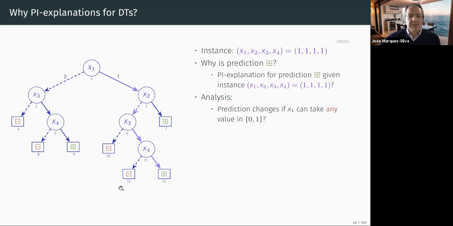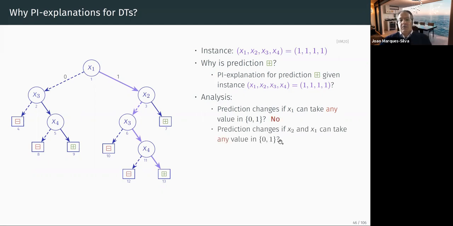Okay, someone said no, thank you. The first one was right, the second one was not so right. So the answer is no. Let me go back. It's no, because notice that since x3 and x4 are 1, I'm going to force the path to come here, no matter the value of x1. Either it comes here or here. So the value of x1 is really not important.